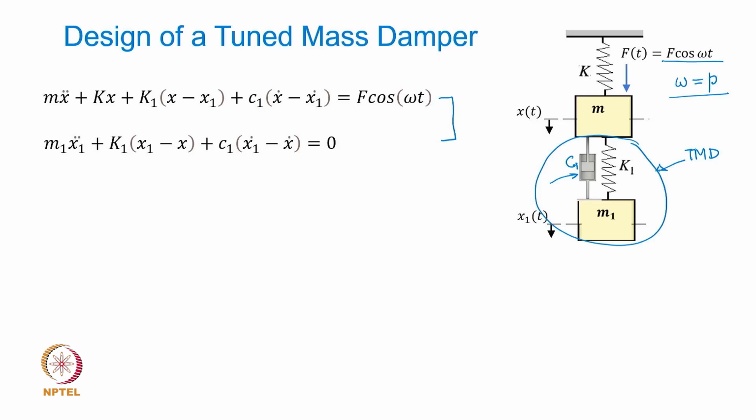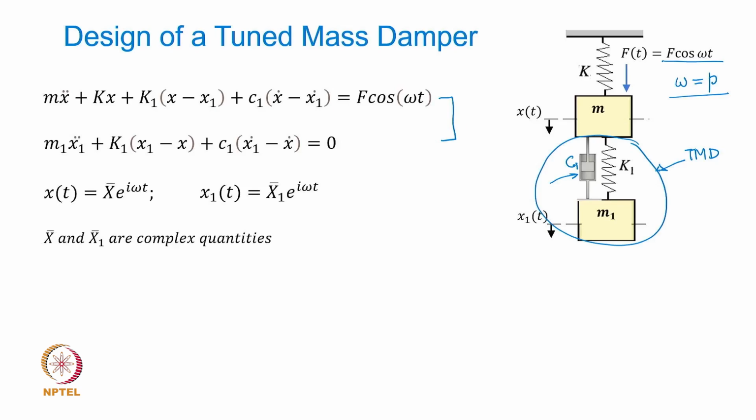Let's look at the more important fallout of bringing the damper into the scheme of things. Now, because this is a forced vibration case, our assumed solution is obviously going to be harmonic with the excitation frequency.